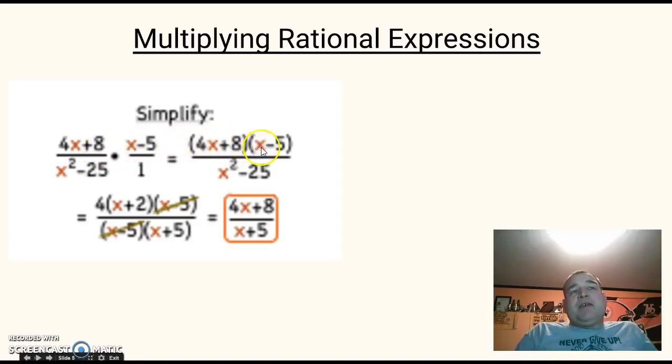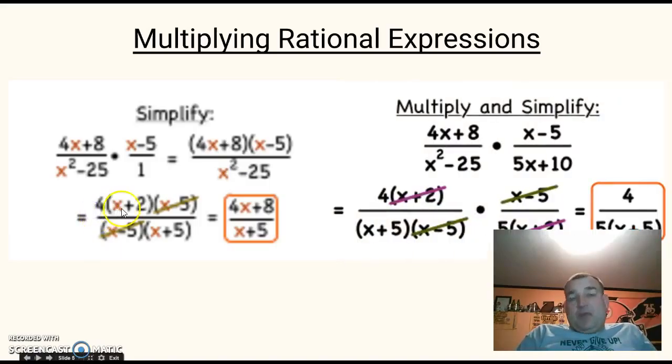4x plus 8 times x minus 5, we go straight across. x squared minus 25 times 1. Now, notice we didn't go ahead and FOIL 4x plus 8 times x minus 5 because we want factors. So 4x plus 8, GCF of 4, which we take out right here, x plus 2, x minus 5. x squared minus 25 is the denominator, it becomes x minus 5 times x plus 5. Again, 4 times x plus 2 over x plus 5 because the x minus 5's cancel.